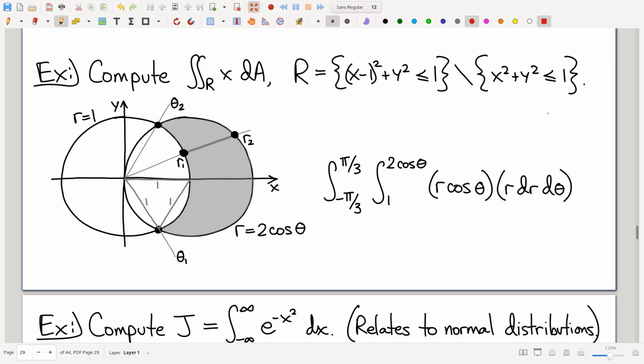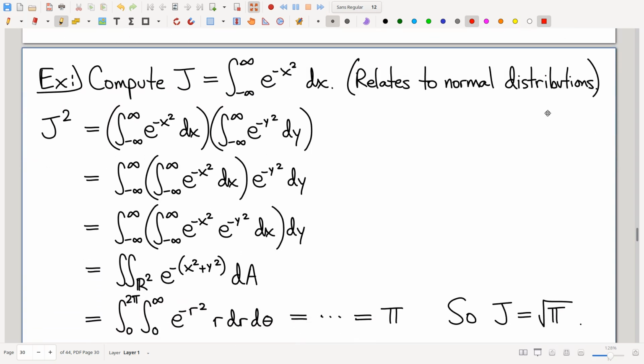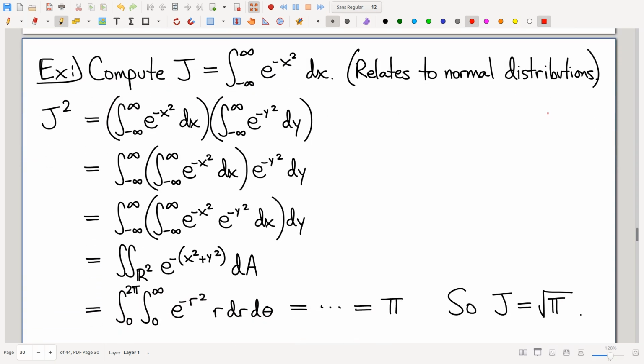Okay, right. So next example. This one is really cool. It is what I'm going to call historically interesting. This is a calculation that goes back hundreds of years.